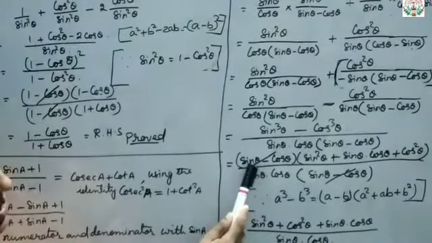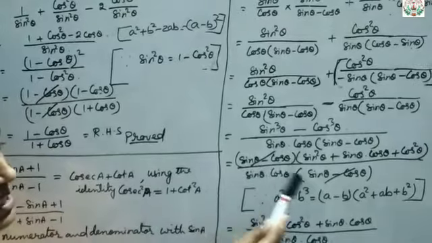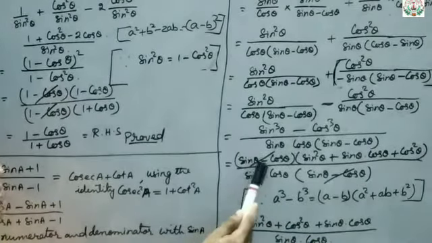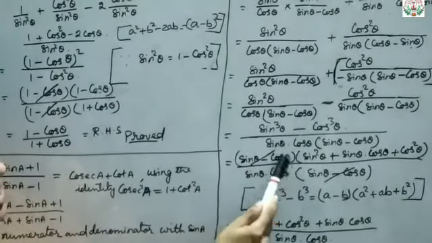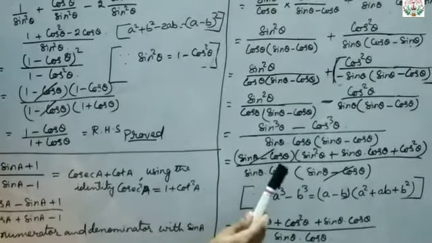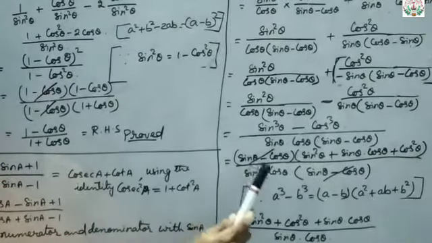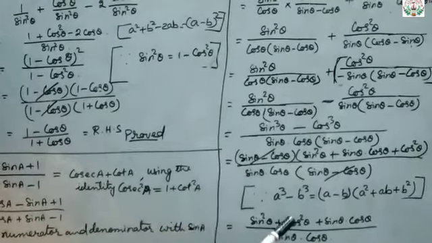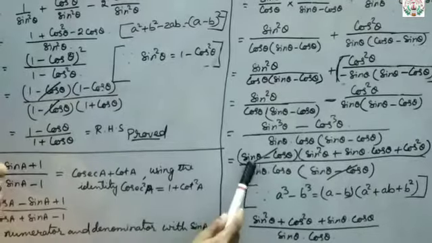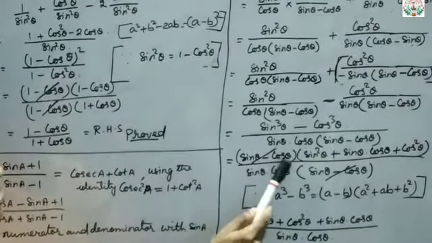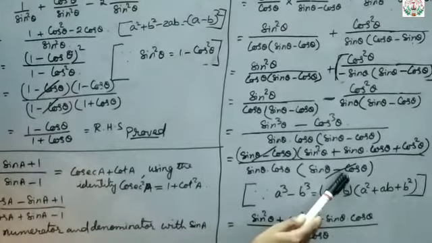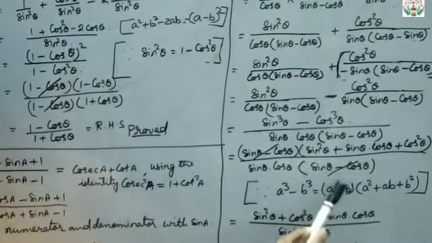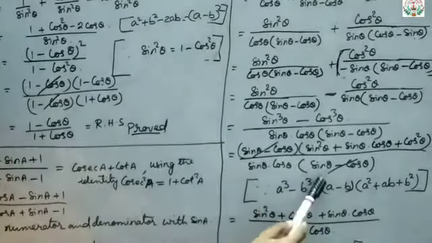Now you can see sin theta minus cos theta in the numerator and in the denominator. Both are there, so we can cancel. Why are we able to cancel? Because it is in the multiplied form. Only the terms which are in the multiplied form in numerator and denominator can be cancelled. So here also we can see sin theta minus cos theta, both are in the bracket, that is in the multiplied form, so it will be cancelled off.